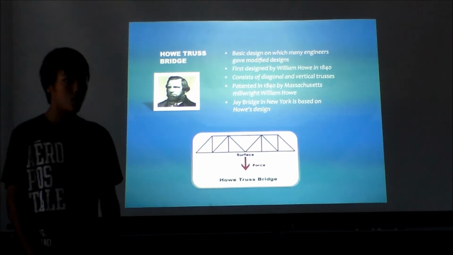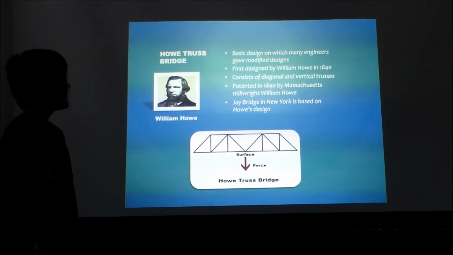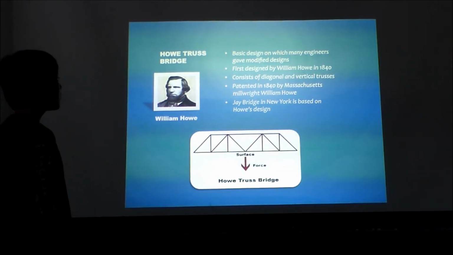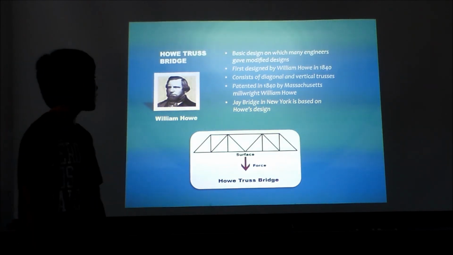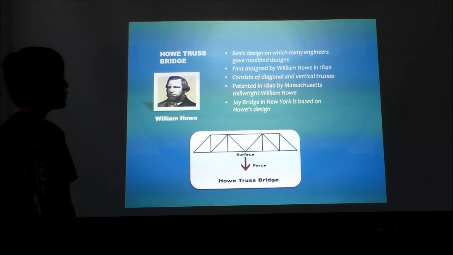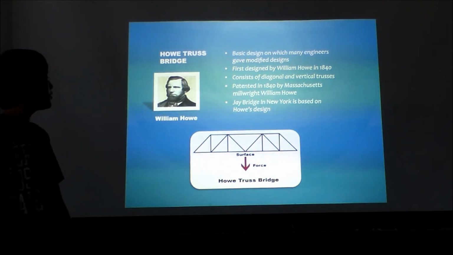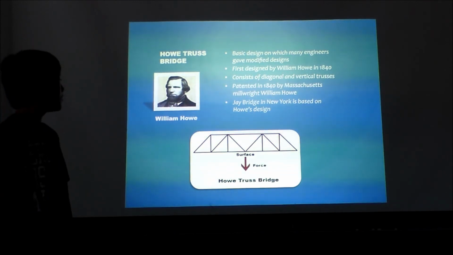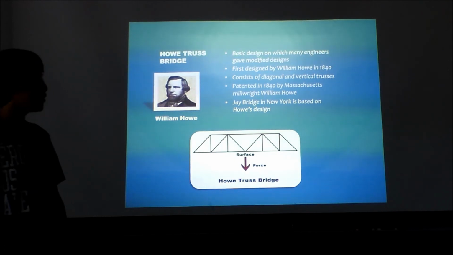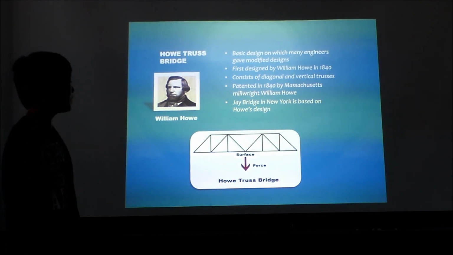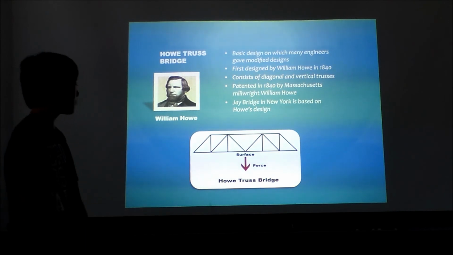Howe Truss Bridge. It's a basic design on which many engineers give modifications. First designed by William Howe in 1840, it consists of diagonal and vertical trusses. Patented in 1840 by Massachusetts millwright William Howe. A bridge in New York is based on Howe's design. And this is a picture of William Howe and the truss bridge.